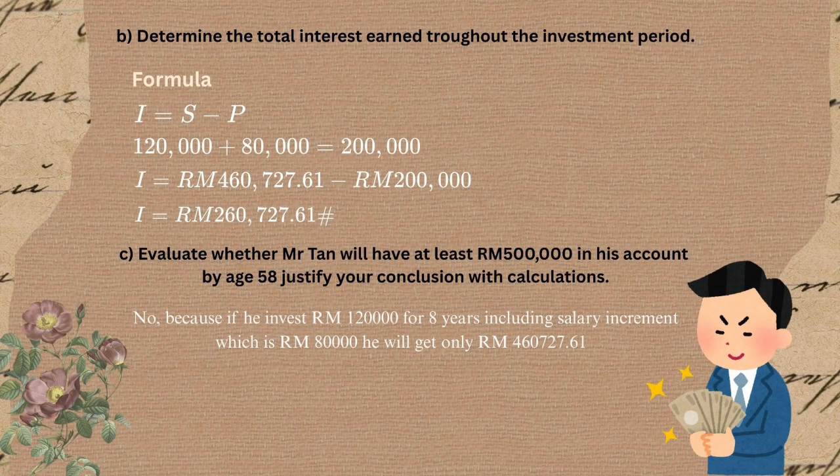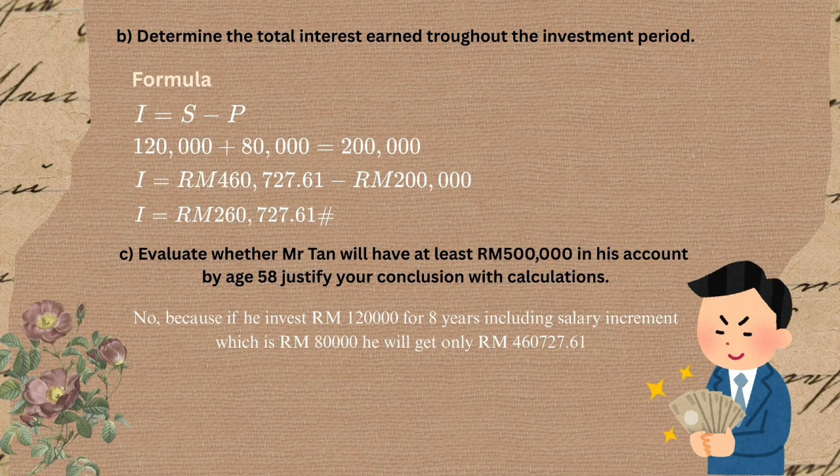For question B, we use the formula for interest earned, which is I equals S minus P, and substitute. S is 460,727 ringgit 61 cent from the answer we got at 3A yearly. P is 200,000 ringgit, because we got it from 102,000 ringgit plus 18,000 ringgit. And the answer for I is 314,727 ringgit 61 cent.